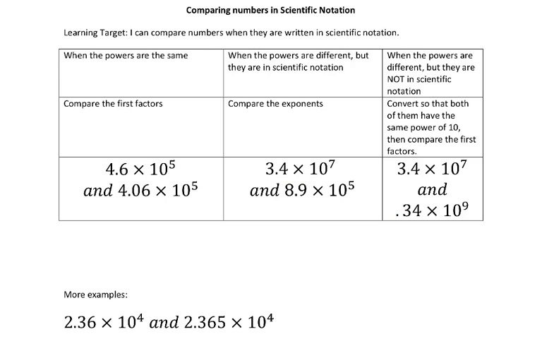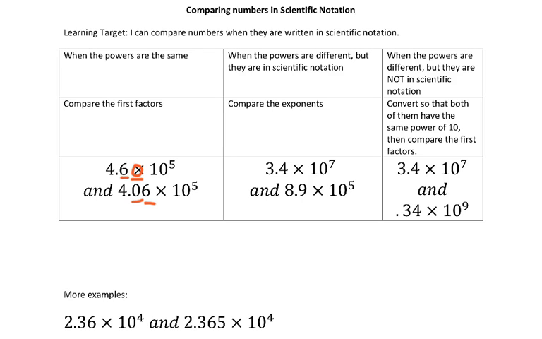Let's go ahead and take a look at the notes for today. So we're comparing numbers when they're written in scientific notation. If the powers are the same, then all we have to do is compare the first factors. So in this example, the powers are the same, so we simply compare the first factors. Remember that in order to compare, if you have a difficult time comparing numbers with decimals, you should have the same number of spaces after the decimals to compare.